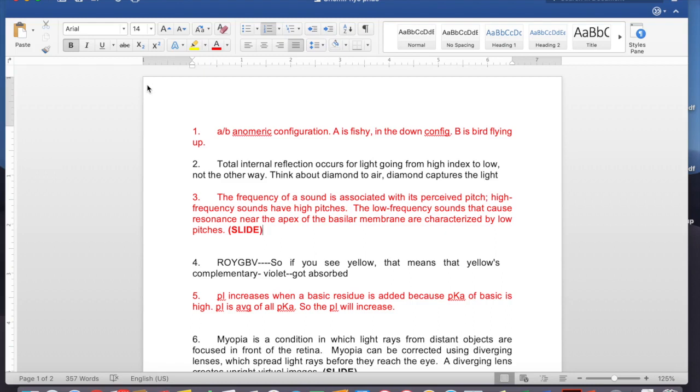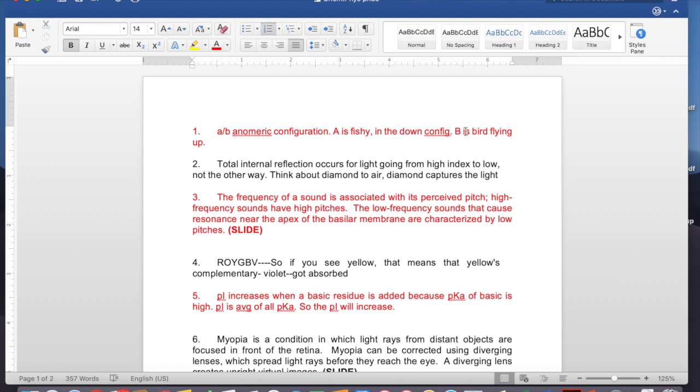So let's just get started. The first one I got is the alpha and beta anomeric configuration. The way I remember is that alpha is going to be the down configuration. If you think about alpha, it looks like a little fish, and fish swim in the ocean, so it is down because the ocean is below the sky, right? So alpha is a little fishy, and it is in the down configuration for the anomeric configuration.